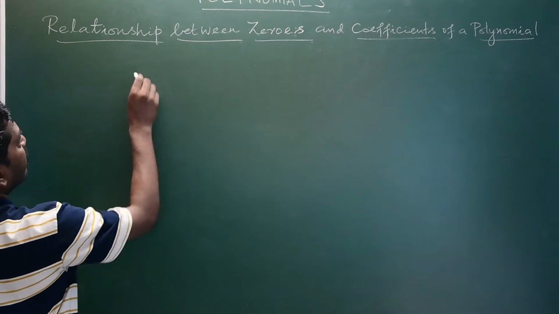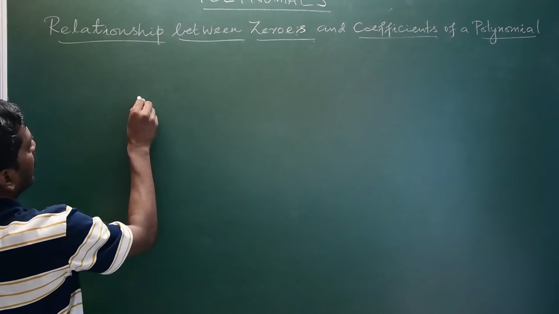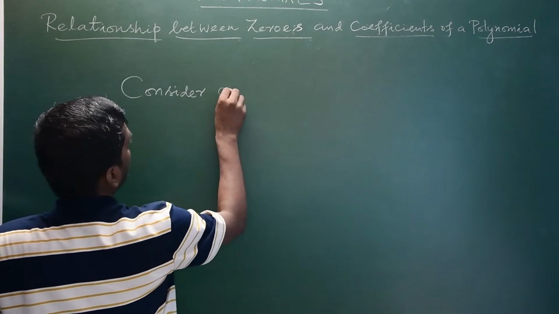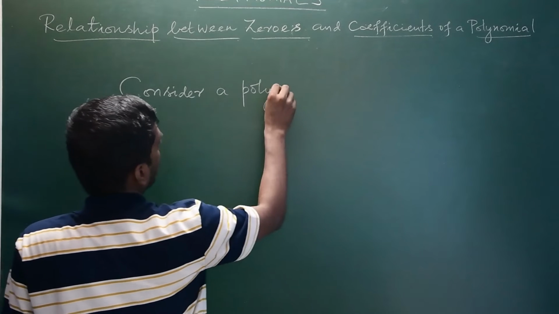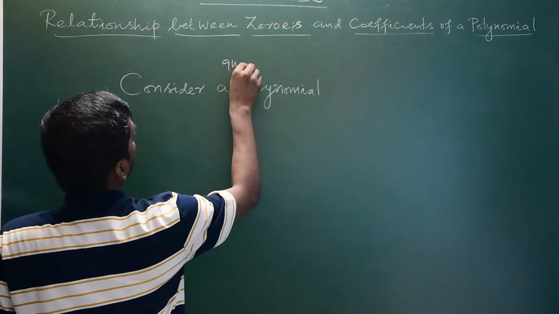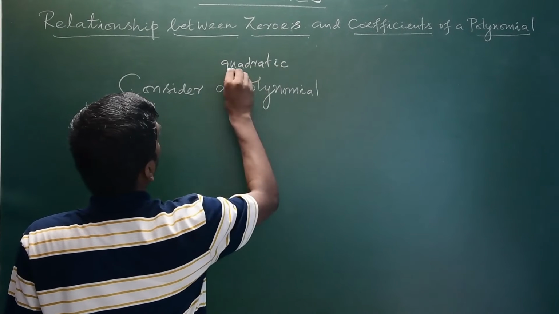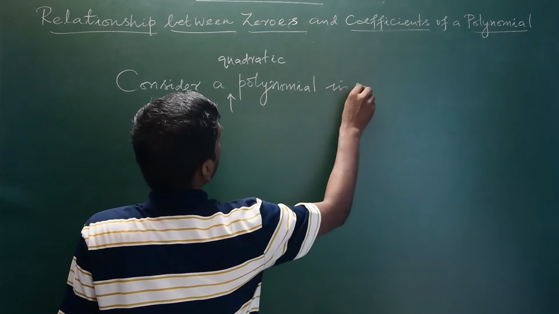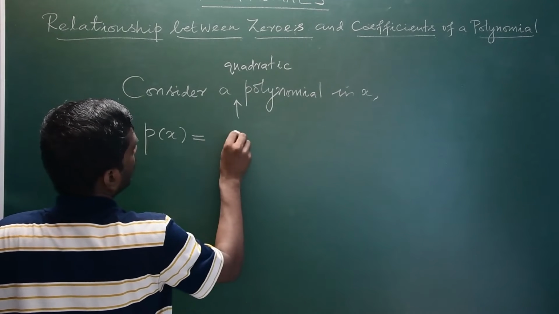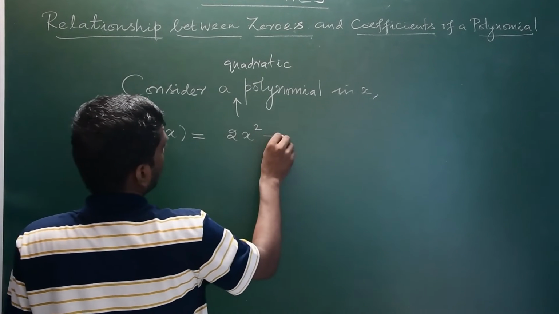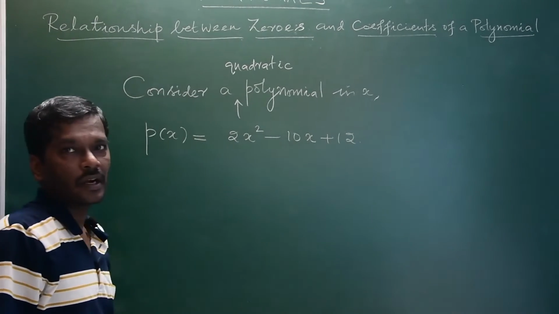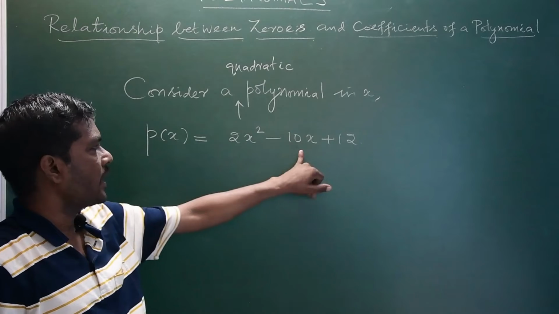Now, before getting the actual relation, let us consider an example so that we can understand. Consider a quadratic polynomial, or polynomial of degree 2 in x, namely p of x is equal to 2x square minus 10x plus 12.